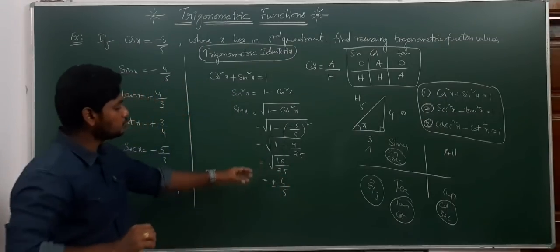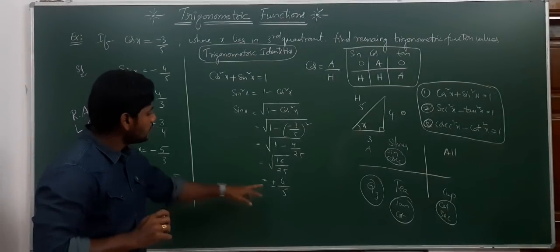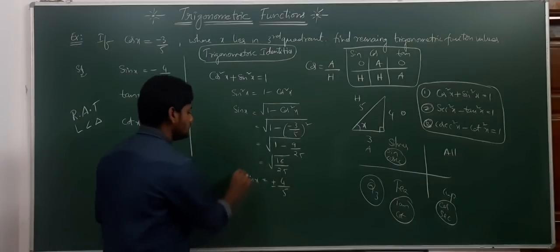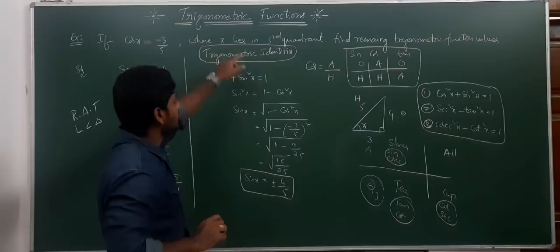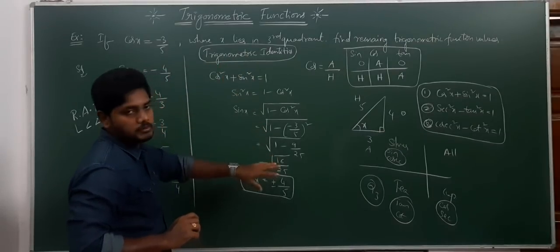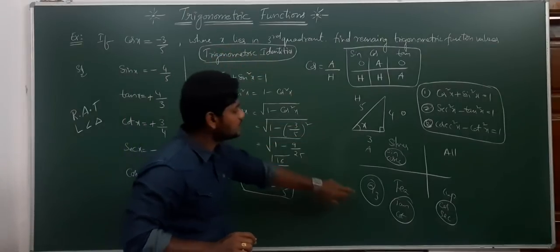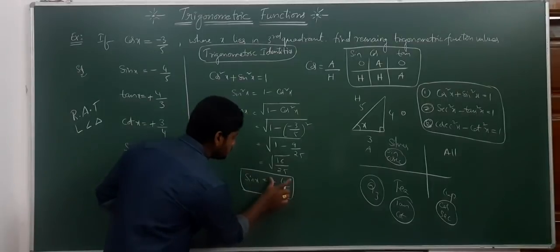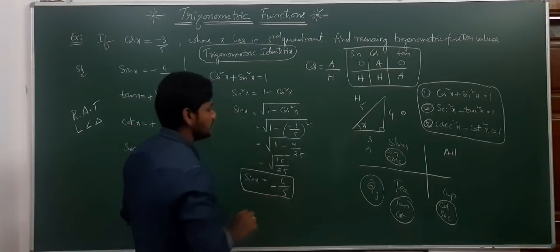If we remove the root it becomes plus or minus. Can we write plus or minus? No, they mention a condition. Actually, if they give a root it is plus or minus, but they gave the condition that x lies in the third quadrant. In the third quadrant, is sine positive or negative? Sine is negative. So we should not put the plus sign. It should be minus 4 by 5.